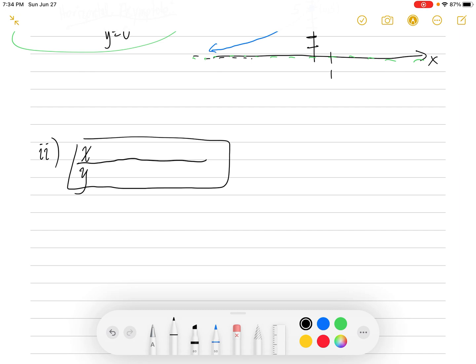That's all you need. Okay, so we weren't asked to graph that, but I decided to do it anyway. Okay, let's say I have x and y.